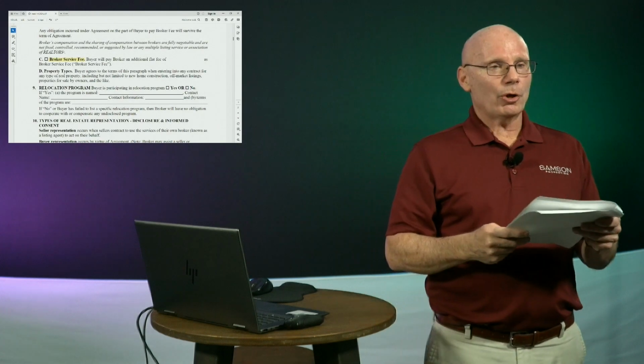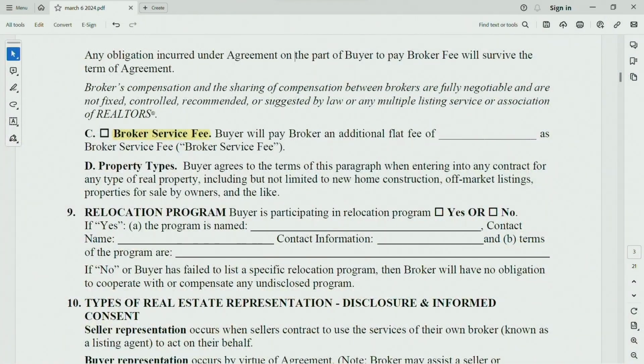Paragraph 9 is the relocation program. If you're working with someone that's doing a relo, make sure that you fill in this section. You're going to know that ahead of time. It's normally not dropped on you at the end. So if they're working with a company, they're going to tell you, and there may be a referral fee or some sort of monetary deduction that you may find because they're working with a relocation company.